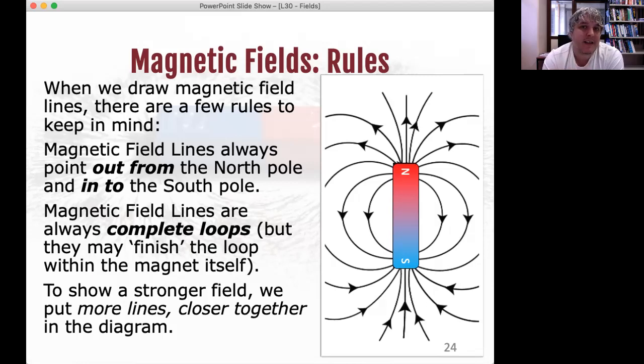In an electric field, they always started on a positive and ended on a negative. In a magnetic field, the field lines are always complete loops, but usually the magnetic field loops go through the magnet itself. So you can see that in order for this to be a complete loop, it has to curve back around, go through the magnet, and then come out again at the north end. But they do that. That is what is happening. So electric field lines were never inside a conductor. Magnetic field lines are always inside a magnet. But again, the stronger they are, the closer together those field lines are going to be, exactly like we saw for the electric field. So it's pretty similar to electric fields, but with a slight difference.